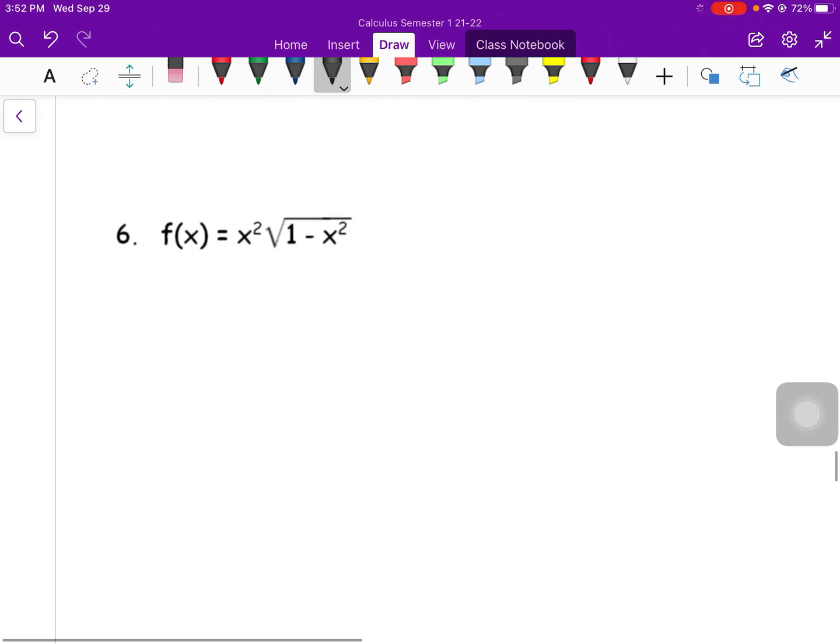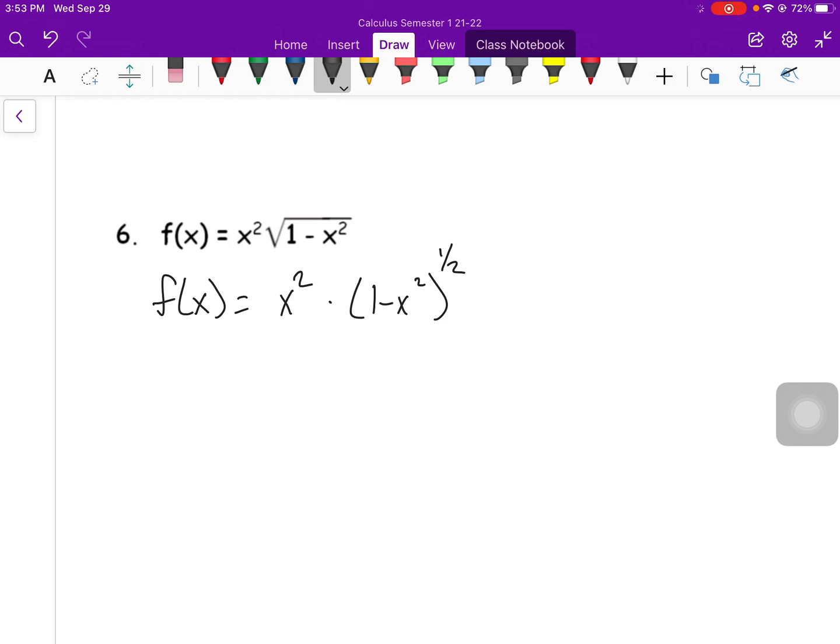Number 6, we are going to get a little bit more complicated. So I know I've gone through some of these very, very quickly. Again, with the video, feel free to pause, rewind, slow down as many times as necessary. But this function is going to require us to use the product rule and the chain rule. So I'm going to rewrite f of x first as x squared times 1 minus x squared to the 1/2.